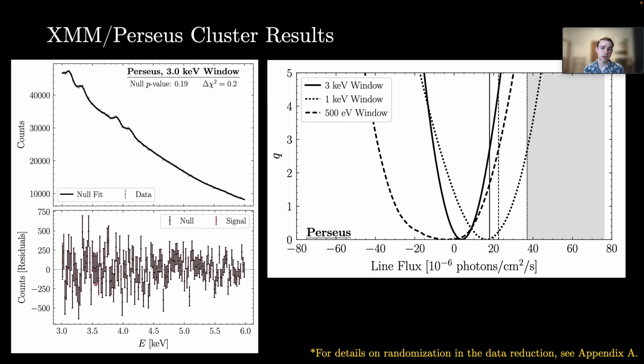We suspect instead that the original work fell into a local minimum that prefers a line rather than the global minimum that does not. And we obtain consistent results in the smaller energy windows, where we also don't find a line.